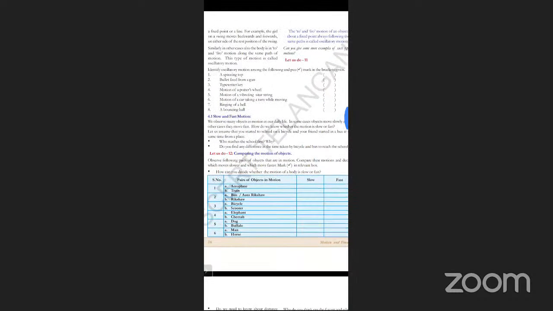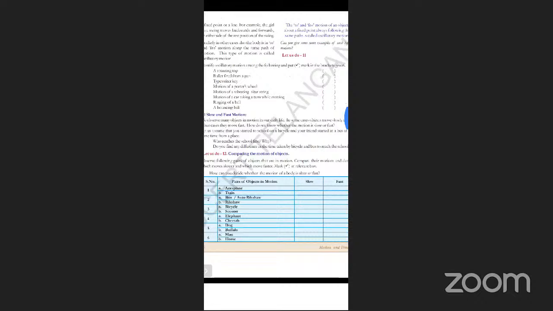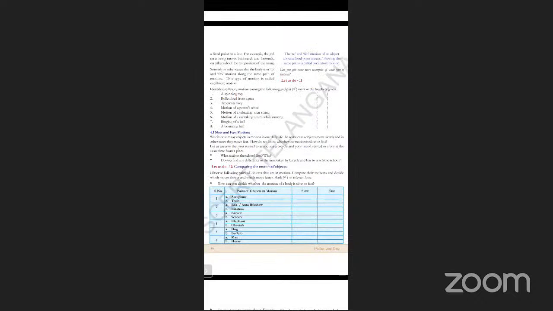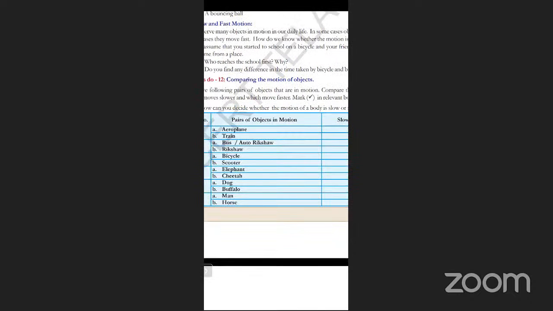In the textbook there is a box like this, comparing the motion of objects. Everybody, you have to complete this. One I will explain. Suppose samosa is served among two children. One will eat fast and one will eat slow. Am I correct, children? One will finish the lunch fast, one will complete the lunch slow. Then how do we know this? How will we say I have completed fast, I have completed slow? Like this we will discuss.